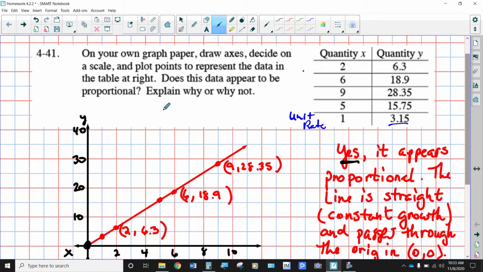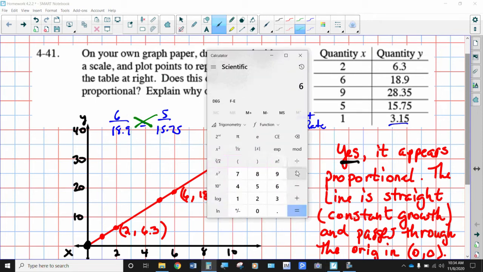And the third way that we could test it if we wanted to would be to just take any two of these and write them as a proportion. So 18.9 for 6, and let's choose the 5 and 15.75. Now trying to simplify down these two, it would not be very easy. So this is where I would use cross multiplication. So let's make sure that 6 times 15.75 gives us the same product as 5 times 18.9. So 6 times 15.75 is 94.5.